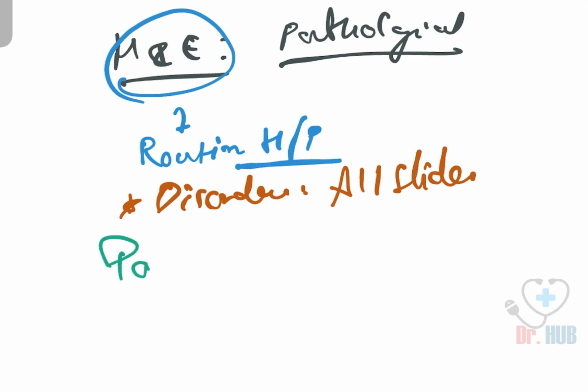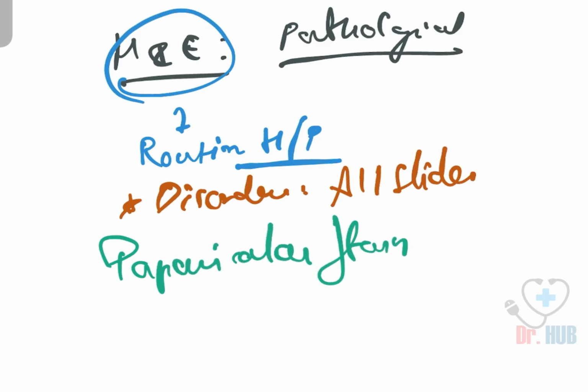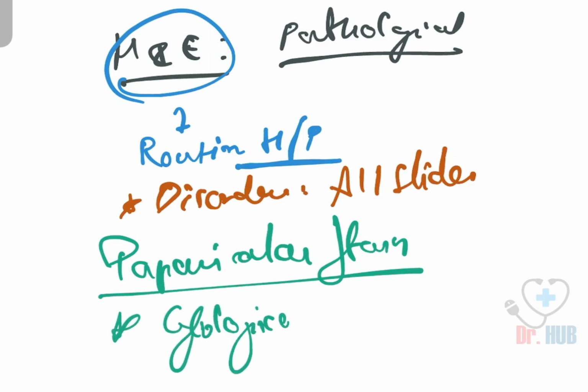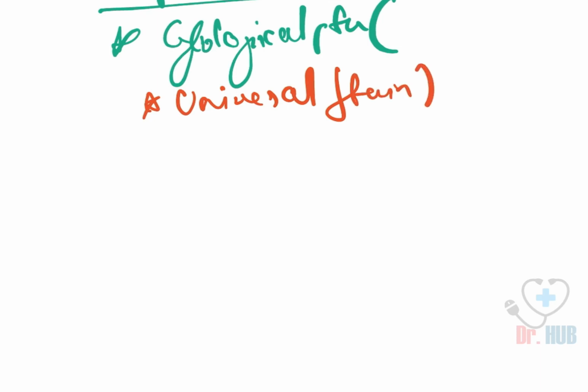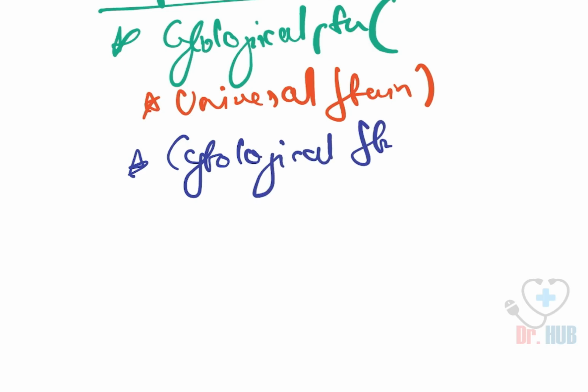Next, we look at the Papanicolaou stain. This stain is a universal stain for cytological preparations. Looking at the disorders, it is used in cytological studies, as we mentioned.